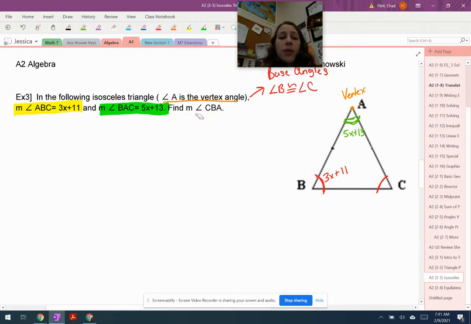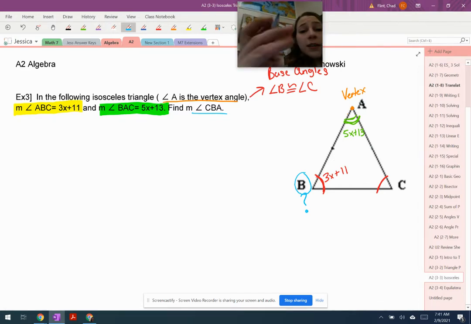Nope, let's use a different color. Blue. CBA. So they're looking for this one. This is the one they want. CBA, yes. All right. So again, keywords here.